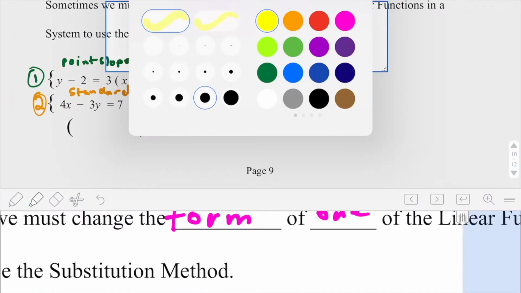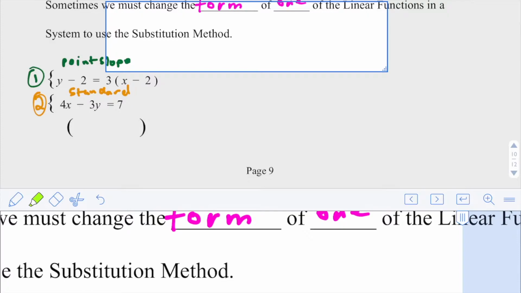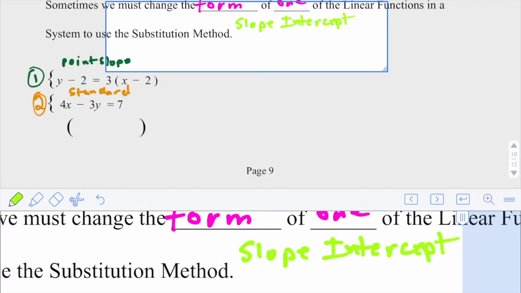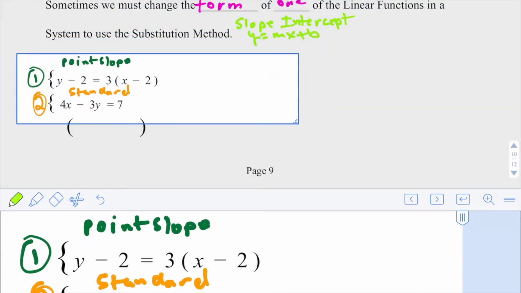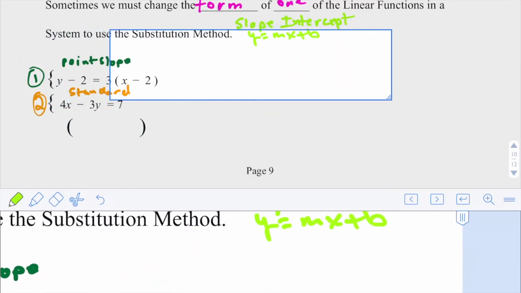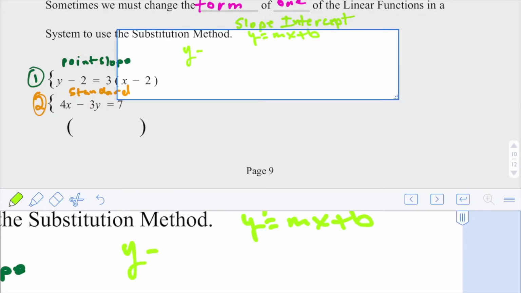Well, the form that we know that always gives us a y equals is our slope-intercept, which is y equals mx plus b. Because that's y equaling something, that's what we want to move one of these two to. For me, I think the easiest one to move would be equation 1, the point-slope. So that's the one I'm going to do. So it's y minus 2 equals 3 times x minus 2. And now I'm just going to move stuff around to get this into slope-intercept.